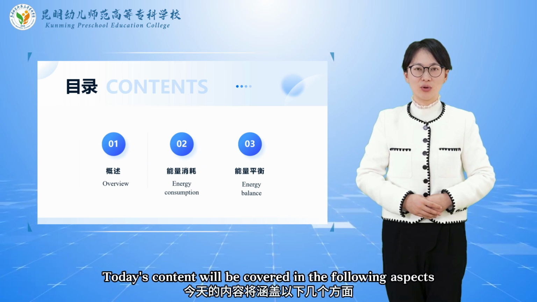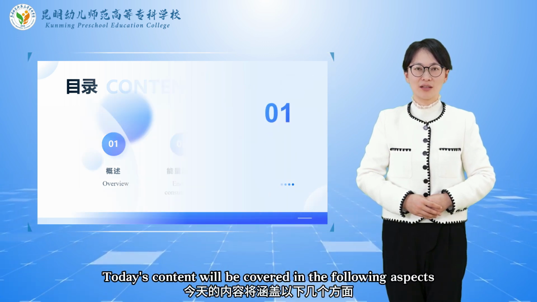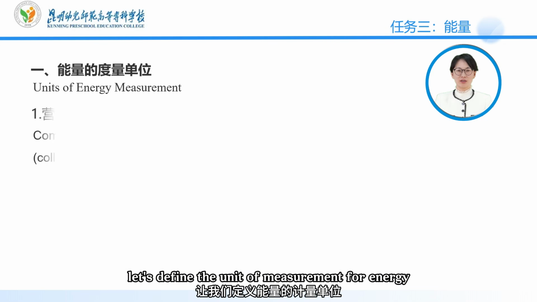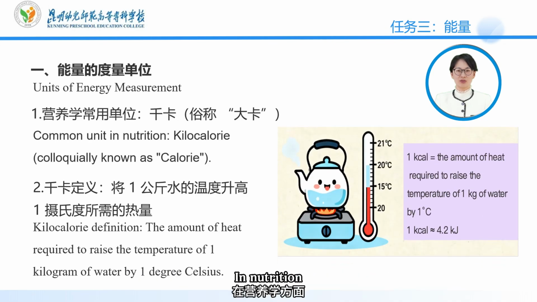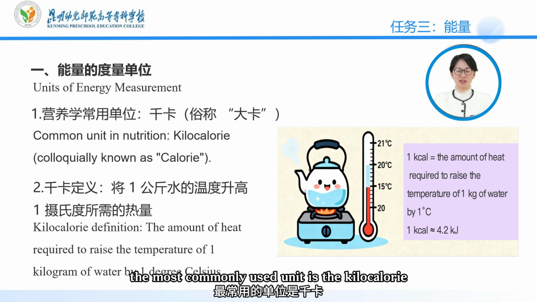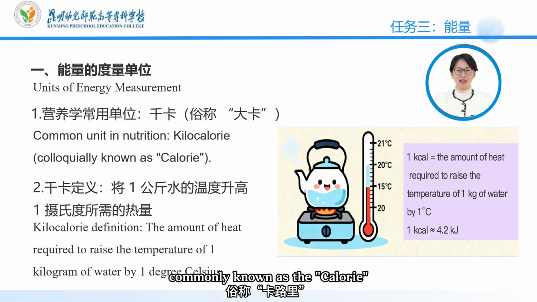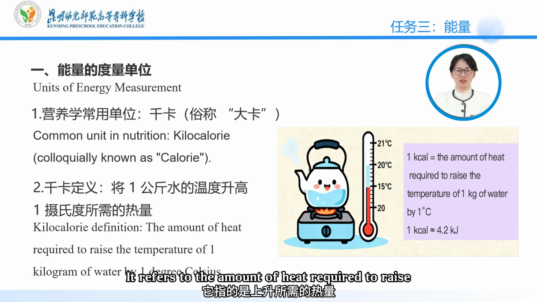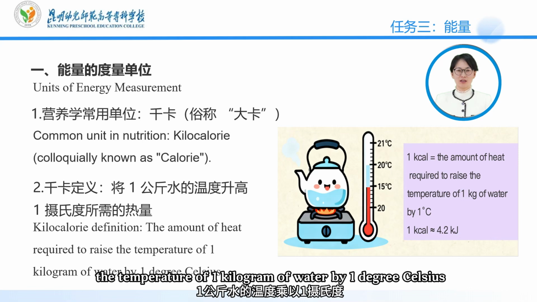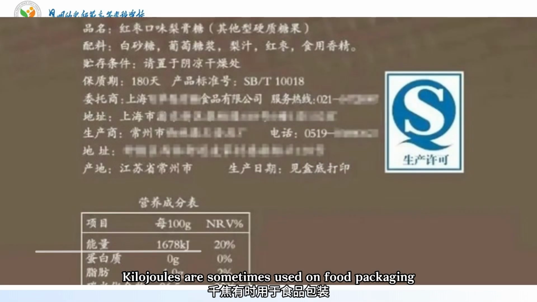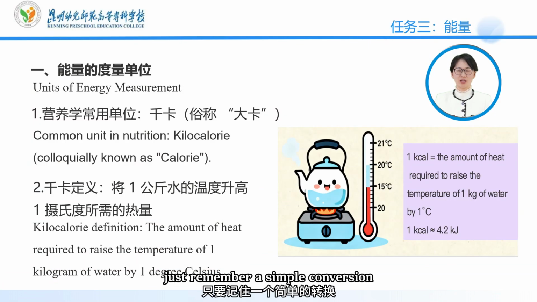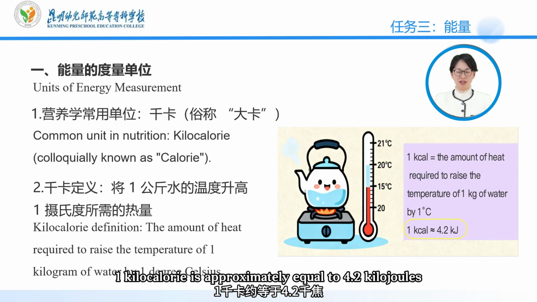Today's content will be covered in the following aspects. First is the overview section. First, let's define the unit of measurement for energy. In nutrition, the most commonly used unit is the kilocalorie, commonly known as the calorie. It refers to the amount of heat required to raise the temperature of 1 kilogram of water by 1 degree Celsius. Kilojoules are sometimes used on food packaging. Just remember a simple conversion: 1 kilocalorie is approximately equal to 4.2 kilojoules.